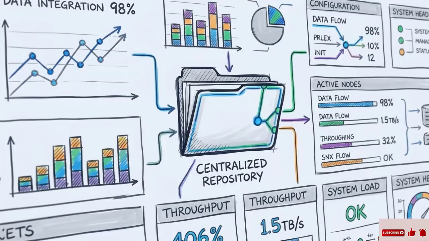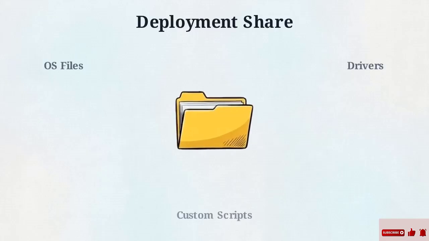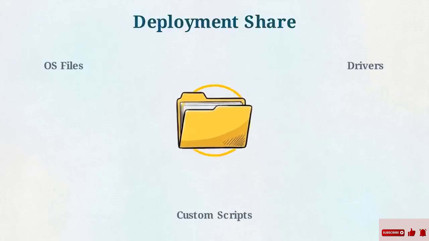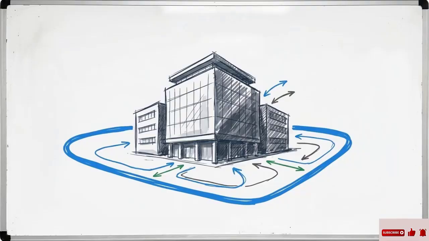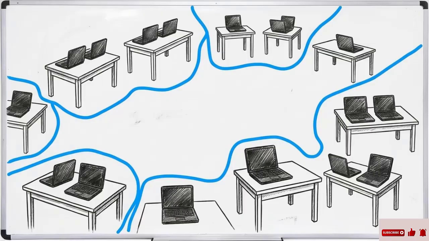Once these are installed on a management system, the administrator uses the Deployment Workbench to create a centralized deployment share. This repository holds the OS files, drivers, and custom scripts required for the mass installation. While MDT drastically reduces manual labor, it has a strict geographic limitation. The target devices must be connected to the corporate local network to pull from the deployment share.